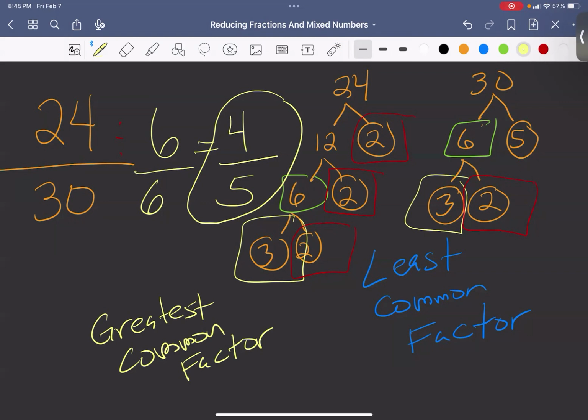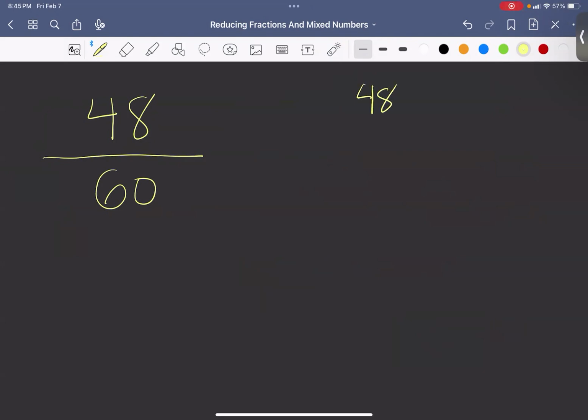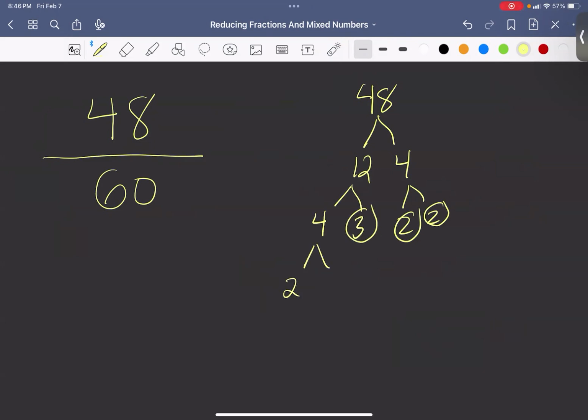Okay, let's do another one. So let's say we have 48 over 60. So if I list all the factors of 48, doing a factor tree, you get 12 and 4. 4 breaks down to 2 and 2. 12 breaks down to 4 and 3. 3 is a prime number. 4 breaks down to 2 and 2.